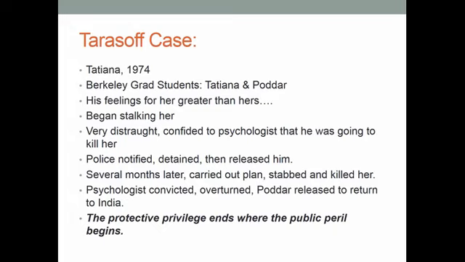Poddar himself, who had murdered Tatiana, was released in exchange for returning to India. Good grief, I'm not exactly sure how that happened. But the California Supreme Court found that a mental health professional has a duty not only to a patient, but also to individuals who are specifically being threatened by that patient. This decision has been adopted by most states, and it's influential even outside of the United States. And the key finding in their ruling is that the protective privilege ends where the public peril begins. Now, that's a very general statement, way too general.